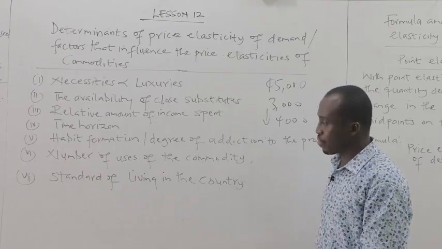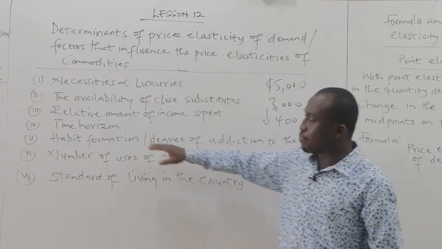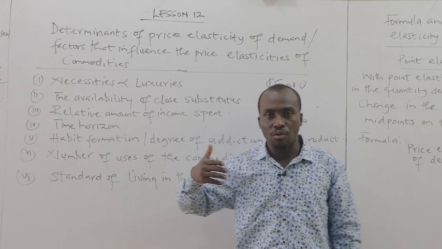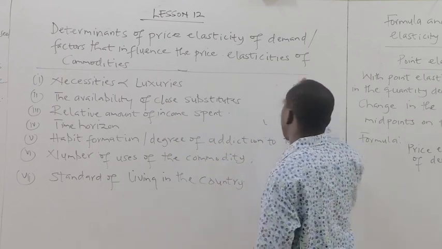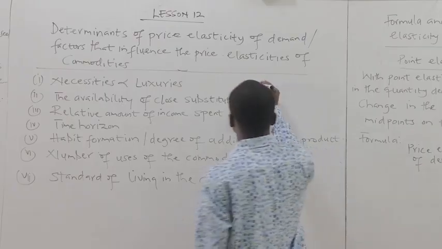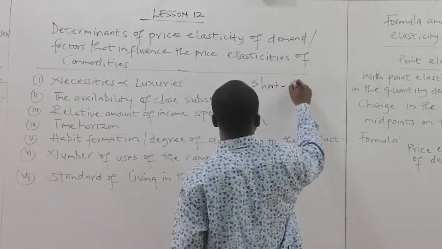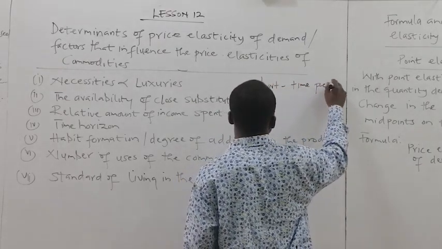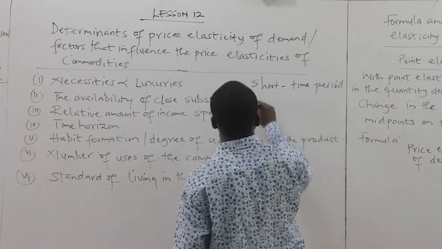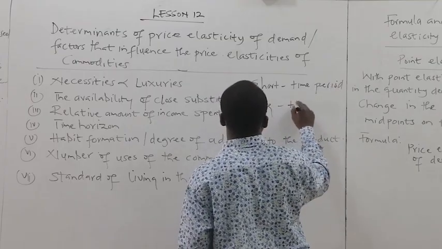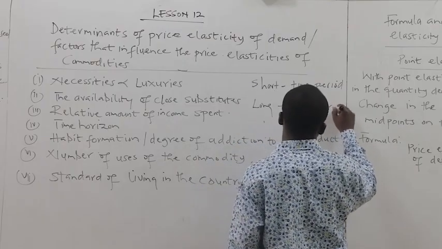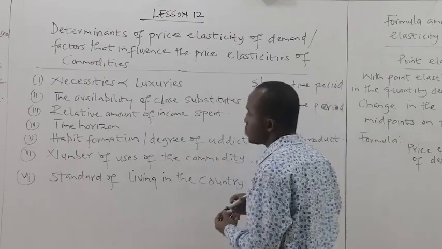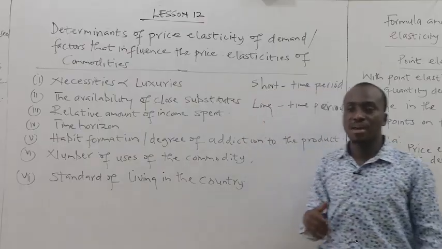We have what we call the time period. The time period you buy the product is also very important. What is the time period? You're considering a short time period, and you have a long time period. So let's take these two time periods: short time period and long time period.